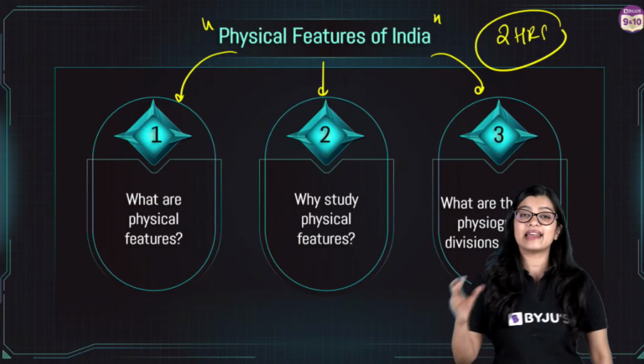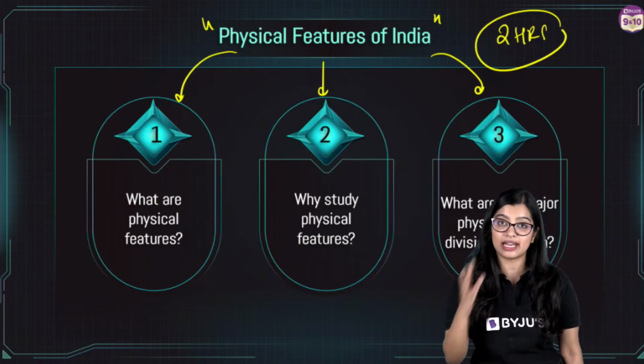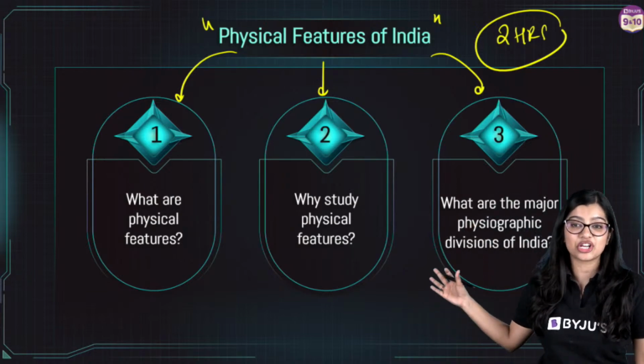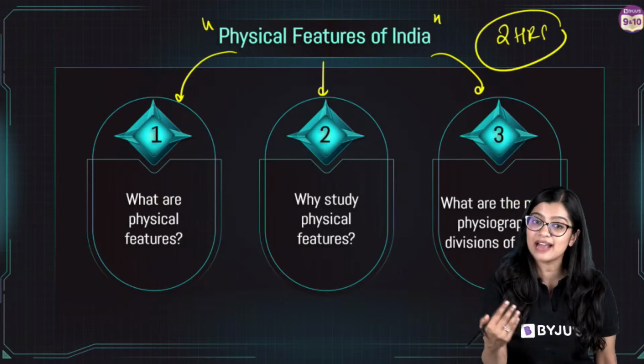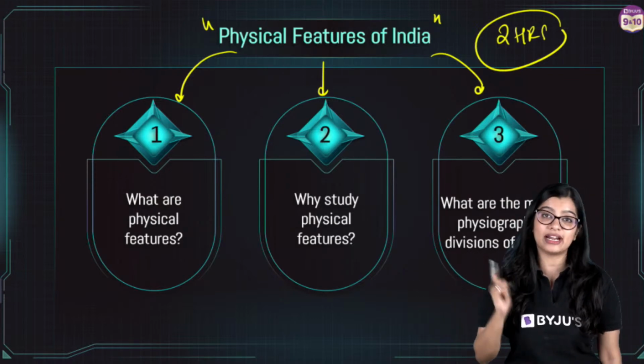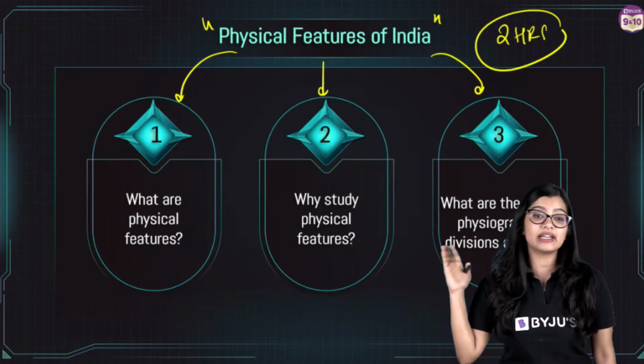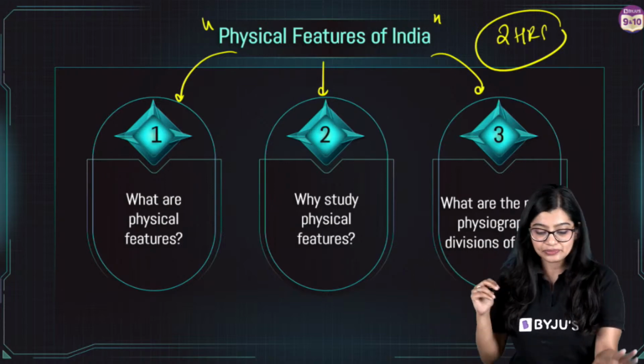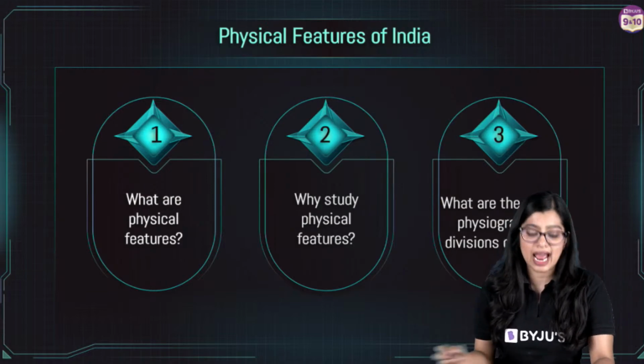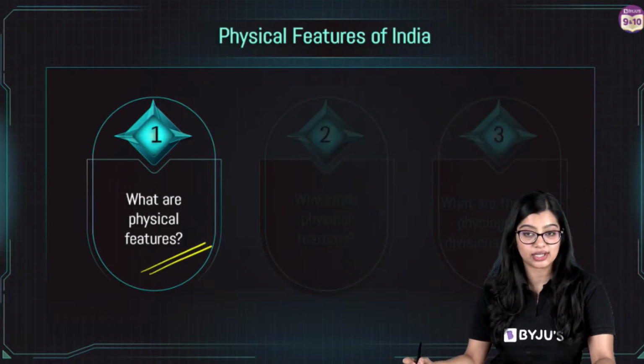Now, like I said, there is a class that I've already taken on the Himalayan ranges, which is why maybe the initial part of it may look similar to that. So students who have watched that chapter and come for this, not to worry, that will be a revision for you. But this is for everybody new out there. Yes? So first, let's understand what are physical features, right?